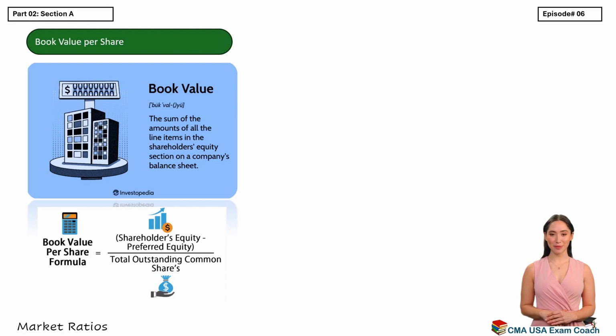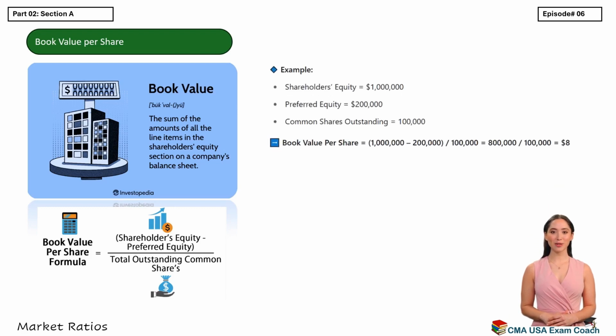Let's go through an example. Suppose the company has total shareholders' equity of $1 million and preferred equity of $200,000. There are 100,000 common shares outstanding. Using the formula, 1 million minus 200,000 equals 800,000. Then divide that by 100,000 shares. The book value per share is $8. This means if the company were to shut down and sell all its assets at book value, each common shareholder would receive $8 per share.